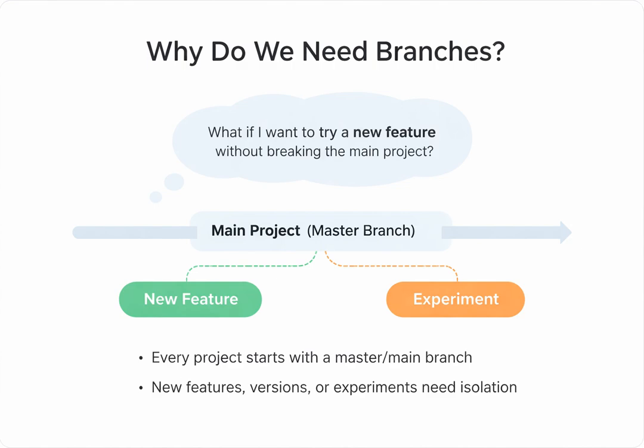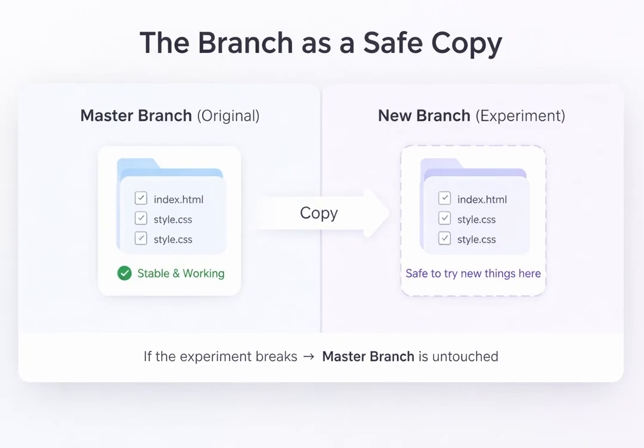You don't want to just start hacking away at your working project, because if something goes wrong, your entire project is messed up. That's the core problem branches solve. The way to think about a branch is this. It's like making a copy of your project at a specific point in time, and then working on that copy. The instructor explains it clearly.